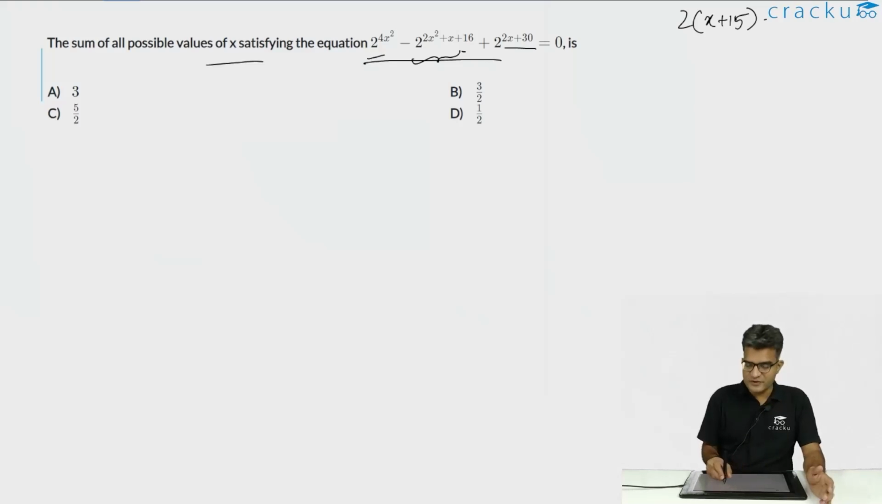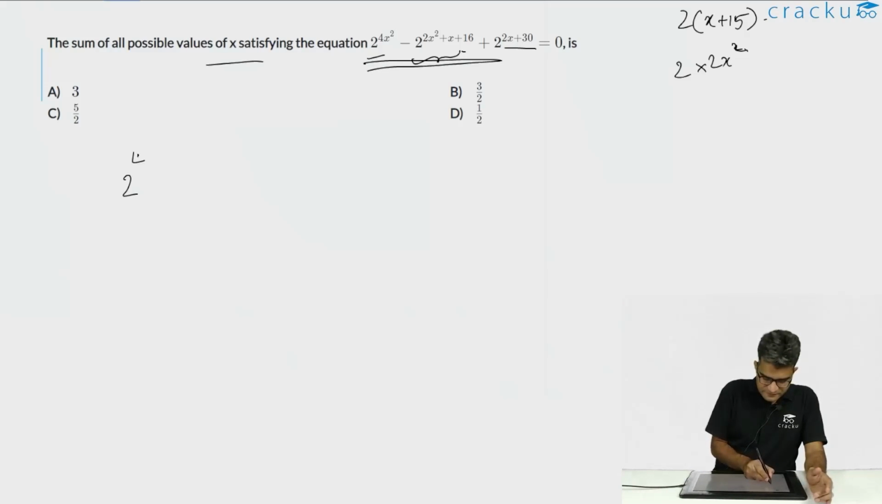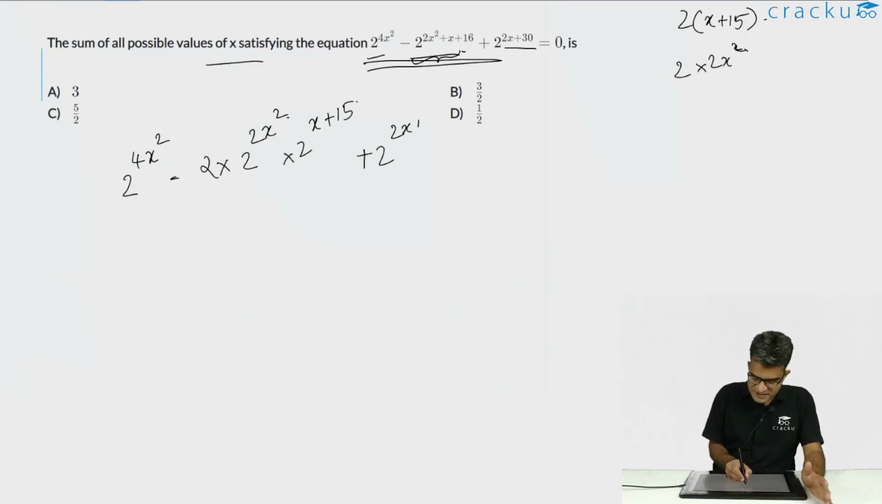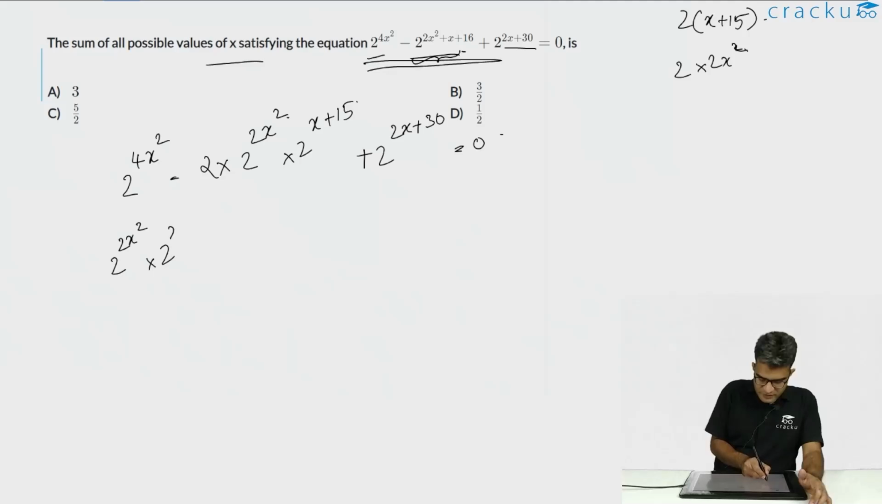And this is 4x square. 4x square is 2 times 2x square. So what we'll do is we'll essentially write this as 2 to the power 4x square minus 2 times 2 to the power 2x square into 2 to the power (x plus 15). This is basically just the middle term. We are just trying to separate it so that we can factorize it. Plus 2 to the power (2x plus 30). This is equal to 0. 2 to the power 4x square is basically 2 to the power 2x square into 2 to the power 2x square.